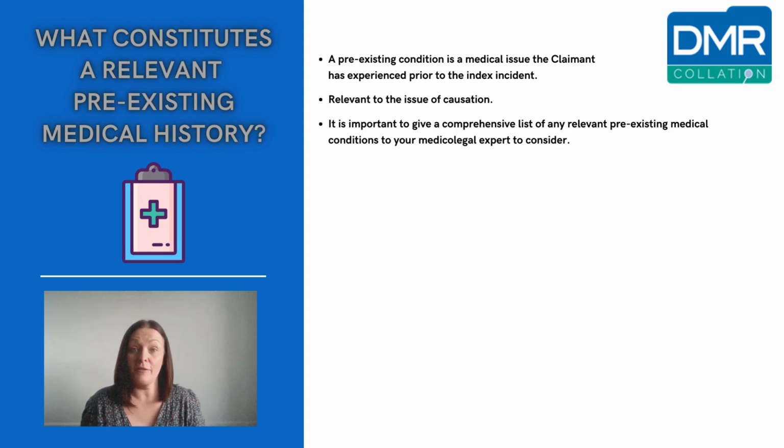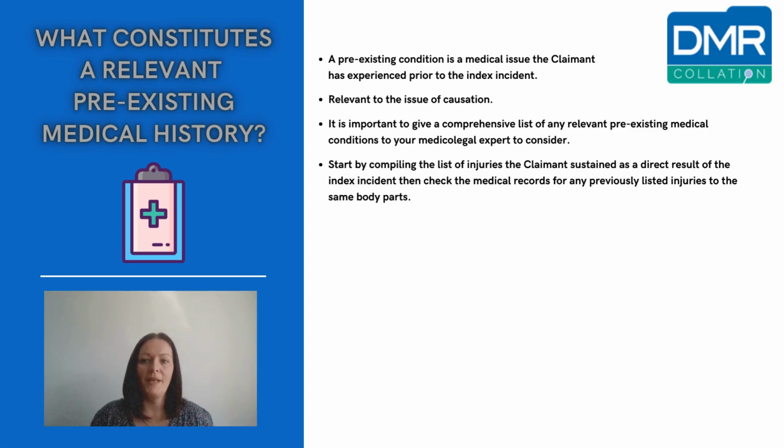Pre-existing conditions are relevant when considering the issue of causation, and as such, it is important to be able to put together a comprehensive list of all relevant pre-existing medical conditions for your expert to consider. When working out what would constitute a relevant pre-existing medical condition, you need to work backwards. First, start by compiling the list of injuries the claimant sustained as a direct result of the index incident. We have covered how to do this earlier.